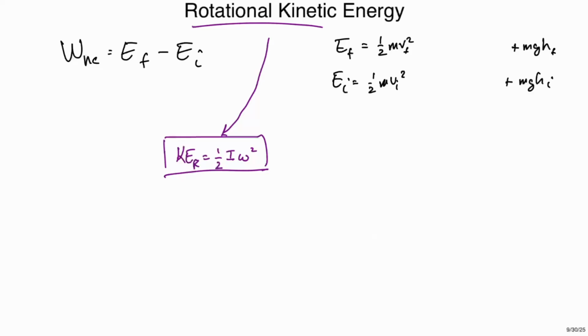But does it also have 1/2 I omega squared? Is it rolling? Yes. So a wheel that is rolling along the ground has both kinds. It has 1/2 m v center of mass squared, because the center of mass of the wheel is moving in a line. But it also has rotational energy, 1/2 I omega squared.